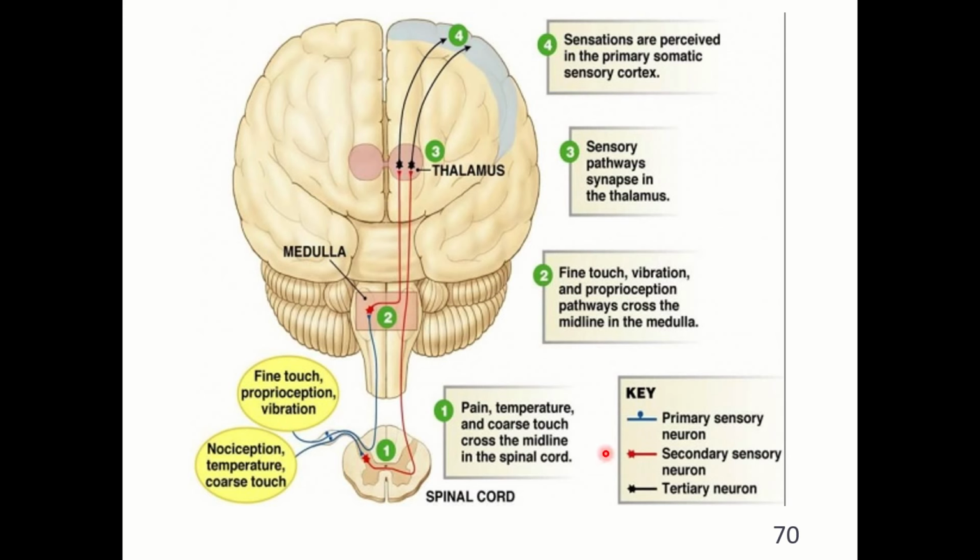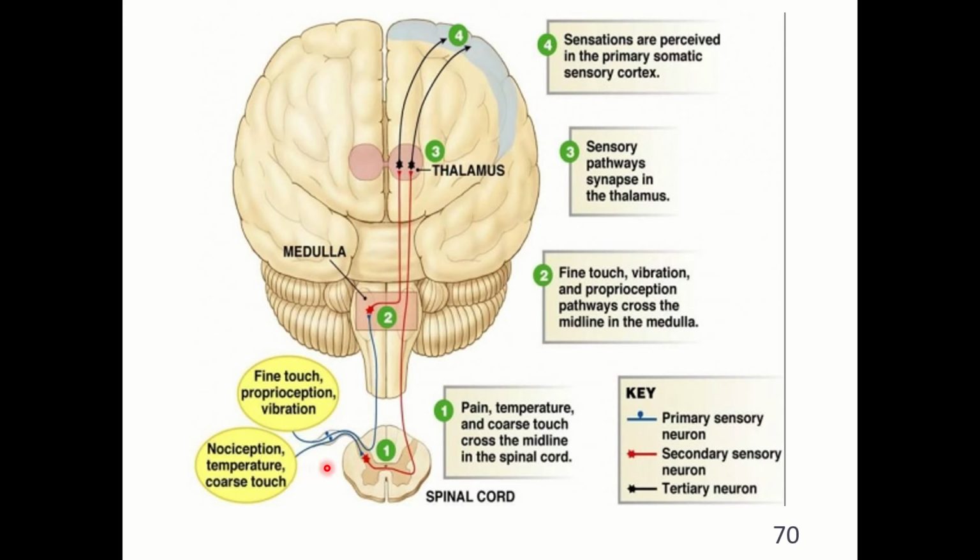This illustration is showing the sensory functions of the thalamus. So in step 1, pain, temperature, and coarse touch will cross the midline in the spinal cord. In step 2, fine touch, vibration, and proprioception pathways will cross in the medulla. And in step 3, sensory pathways will synapse in the thalamus. And in step 4, sensations are perceived in the primary somatic sensory cortex.